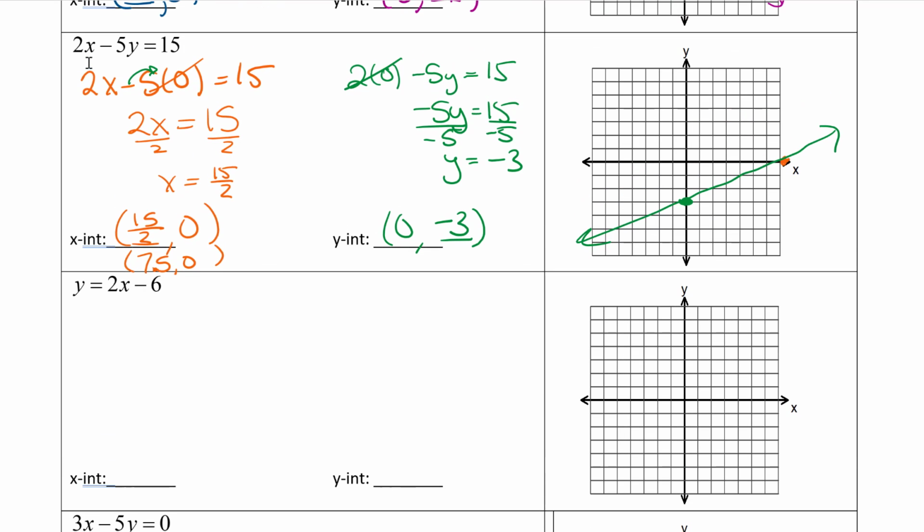So our next problem is y equals 2x minus 6. Notice this isn't written the same way. No big deal, we're going to approach it exactly the same way. The x-intercept is some number, comma 0. The y-intercept is 0, comma some number. I should probably do that in a different color.